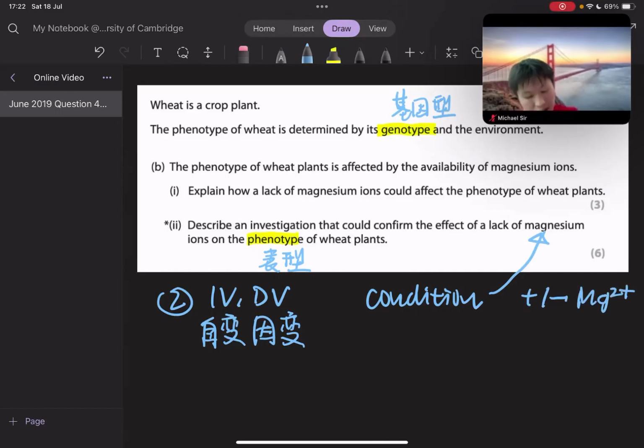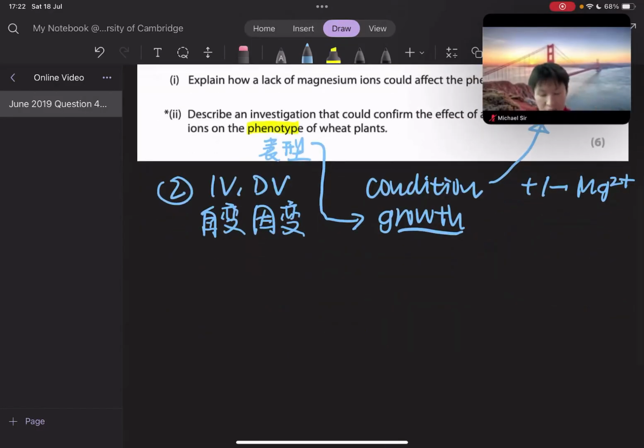And for the dependent variable, the 因变量, that is what you're trying to measure. In this case, that will be the phenotype. And this question does not specify what kind of phenotype they're looking for. In my opinion, the easiest one is always going to be growth. Because they do not mention which phenotype it is, you could write anything, and growth is the easy one you can write about. So we use growth as the phenotype that we're trying to measure.